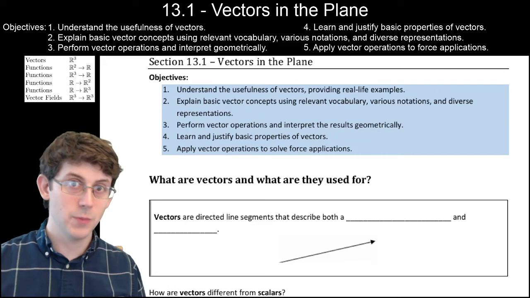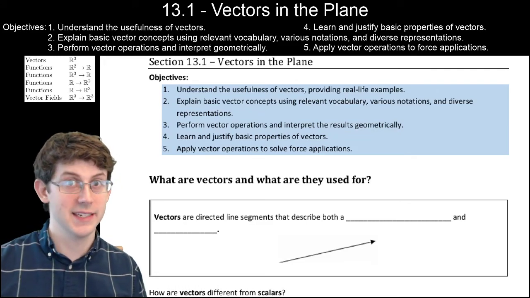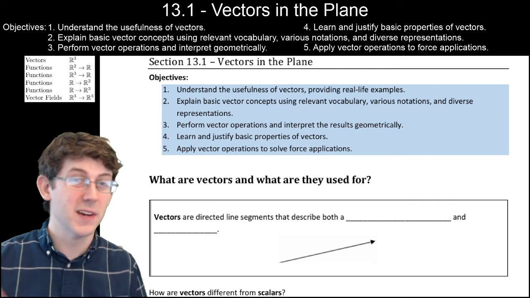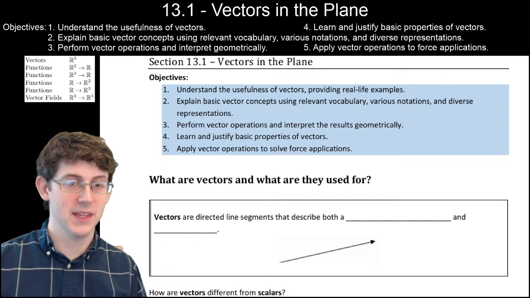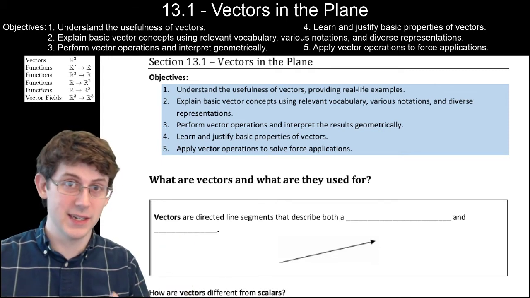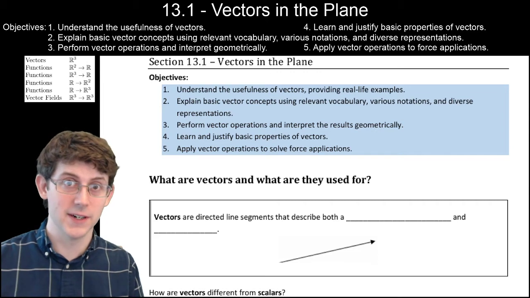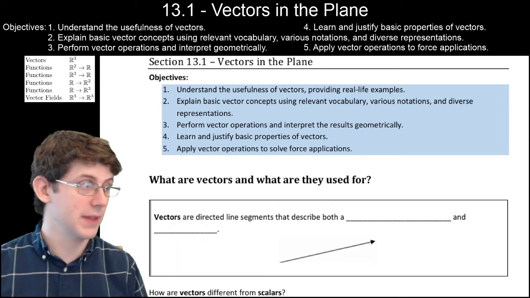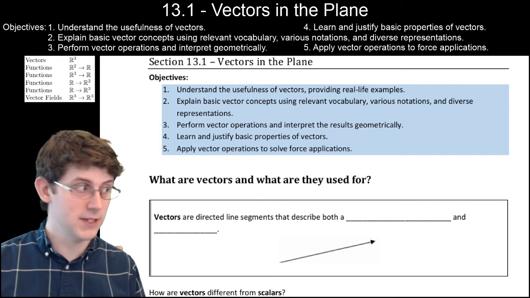This is section 13.1, Vectors in the Plane. This is the first section of all of Calc 3. Hopefully you've watched some kind of introduction video before this that explains what the plan is and what the point of all of these videos is. These videos just go into the details of the sections that we cover and don't talk about how the class is organized or anything.